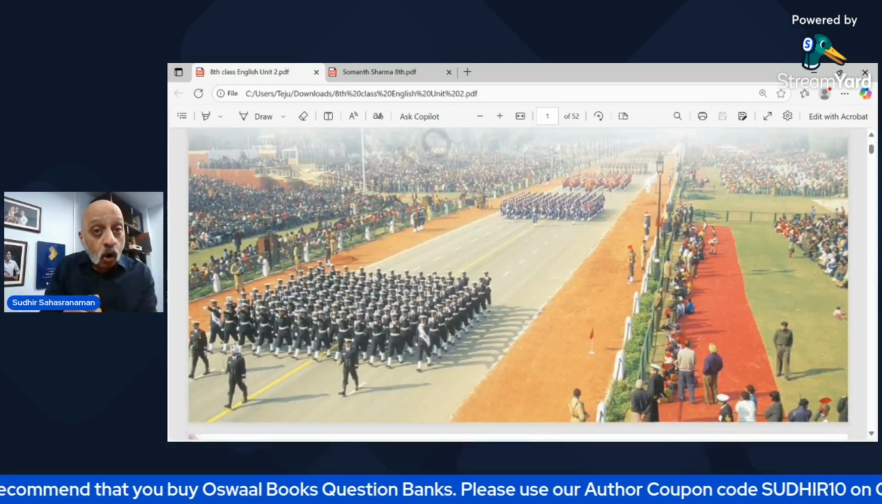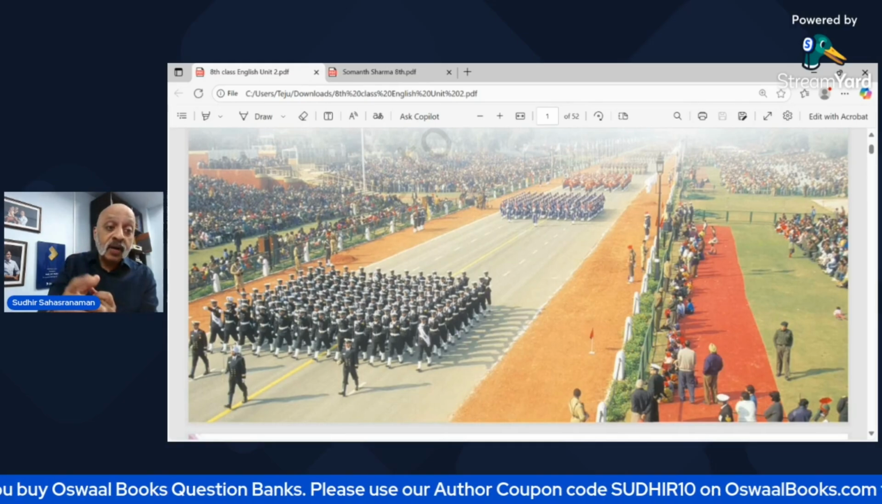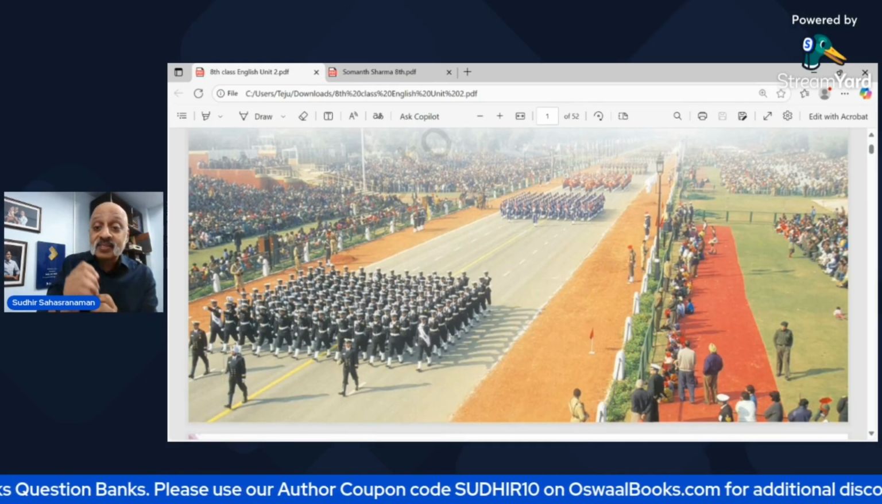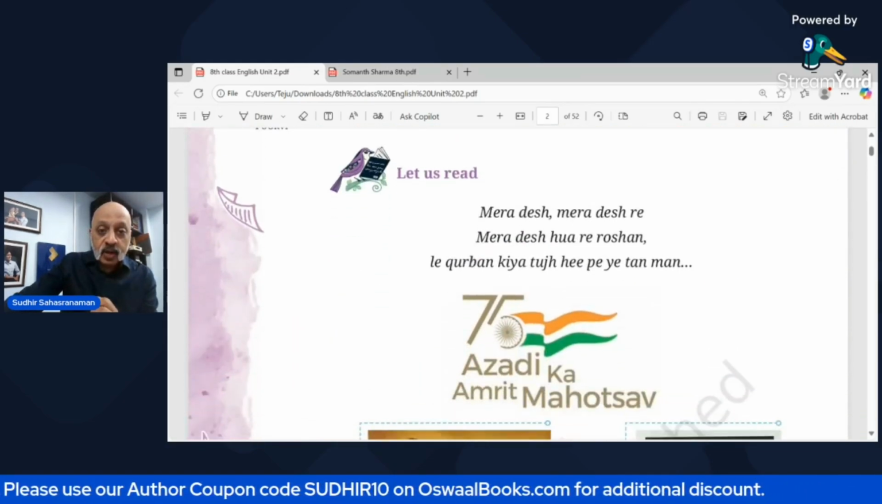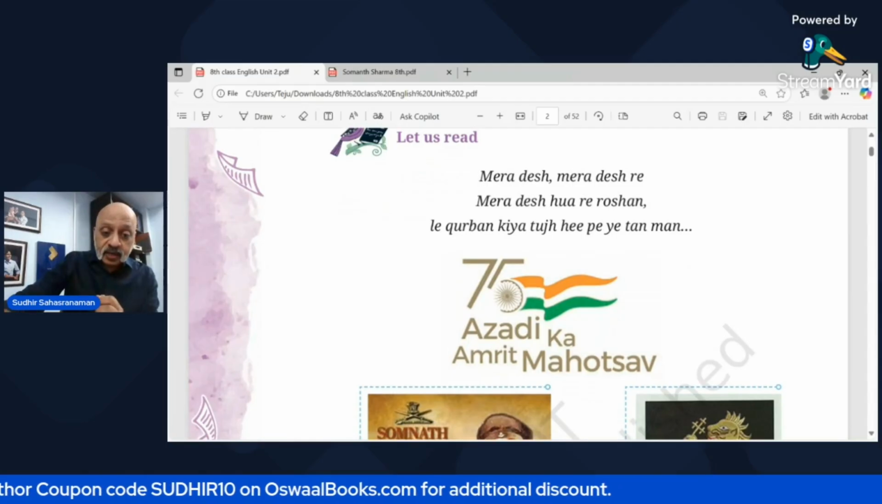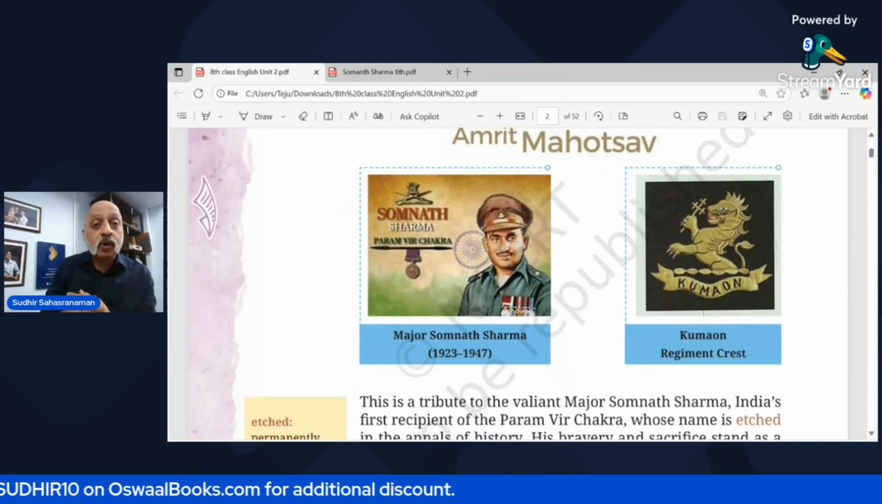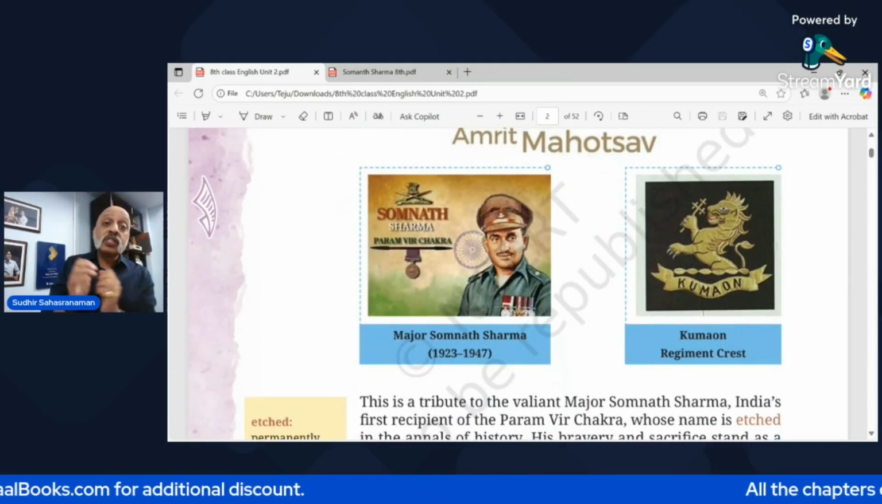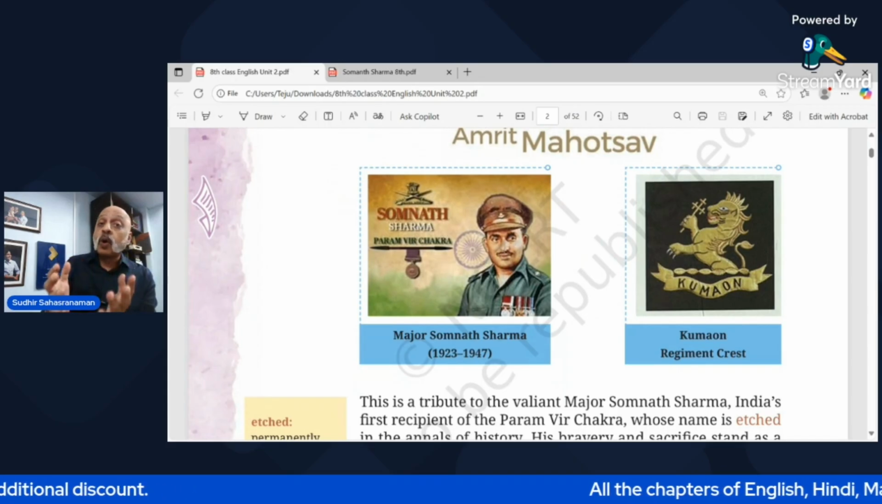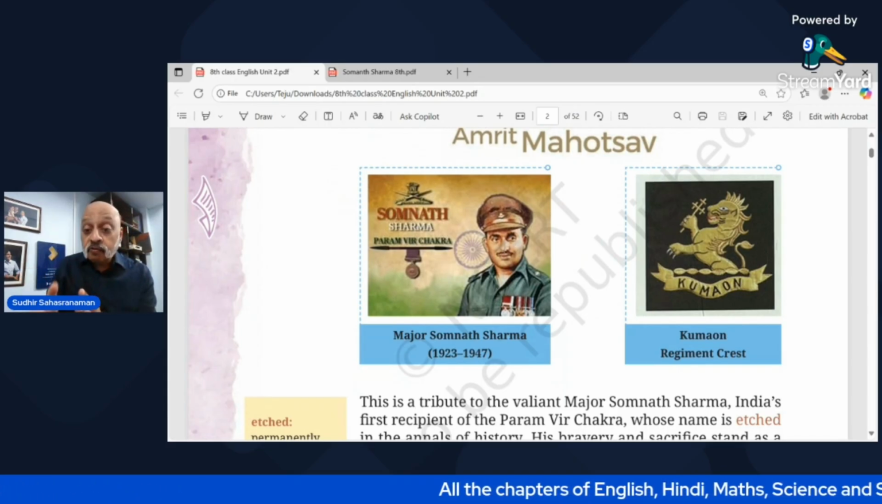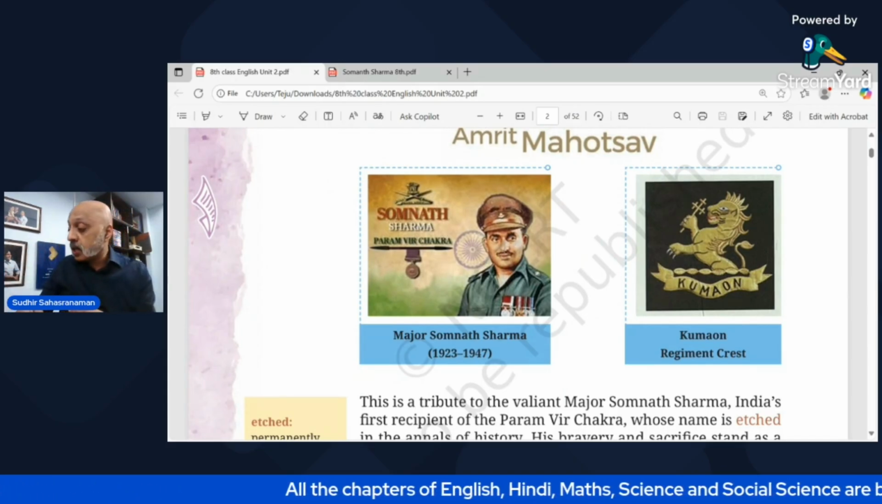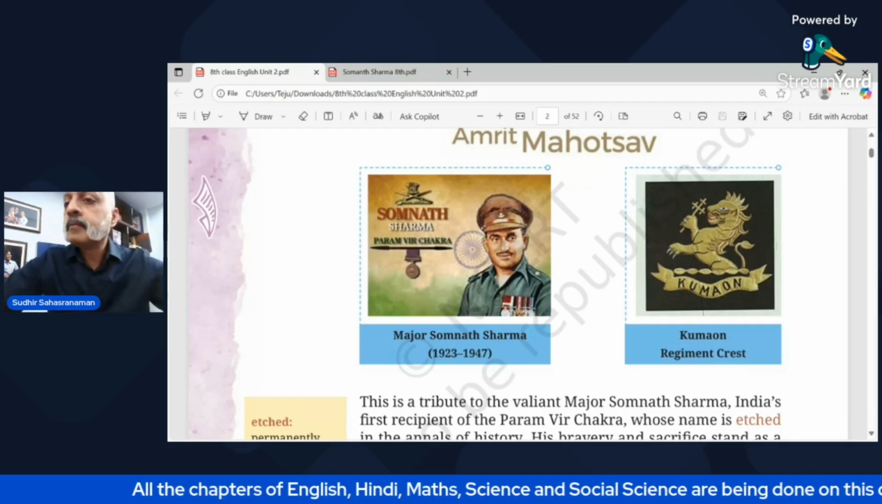This is a photograph of the Republic Day parade from Kartavya Path on the 26th of January every year. So let's get started with this particular story, which is about Major Somnath Sharma, who was awarded the Paramveer Chakra for what he did in 1947. He belonged to the Kumaon Regiment.